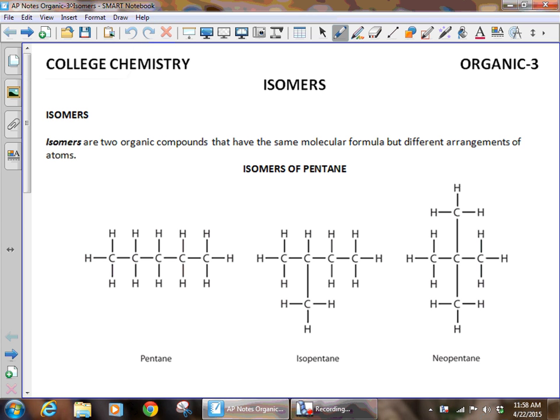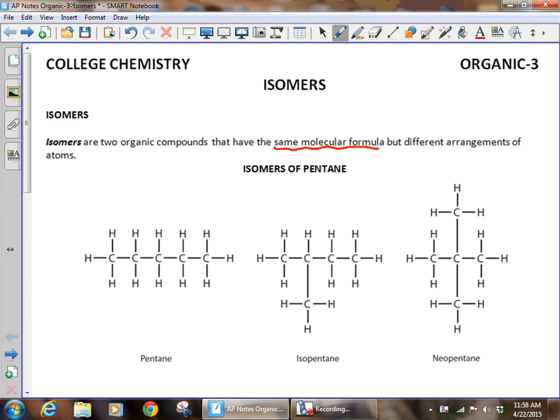Today we want to discuss isomers and how we can tell whether two structures are isomers or not. When we have isomers, we have two organic compounds that have the same molecular formula. That's really important because it's the first thing you're going to check, but a different arrangement of atoms.